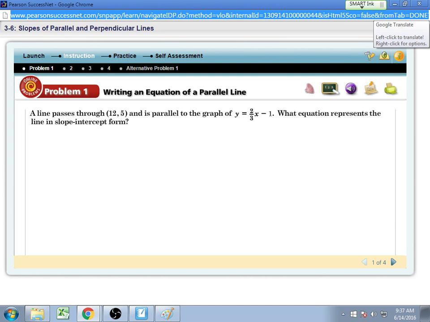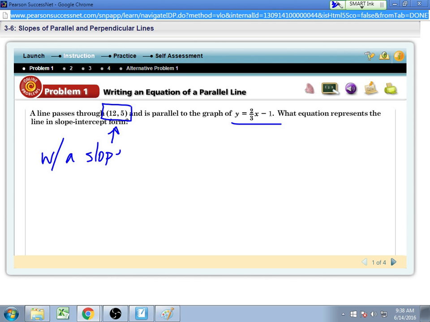It would have the same slope. So, parallel really means same slope. So, write the equation of a line that passes through (12, 5) and is parallel to this line. The only thing that I care about from this line is its slope. So what this really tells me is I'm going to pass through that point with a slope of 2/3.